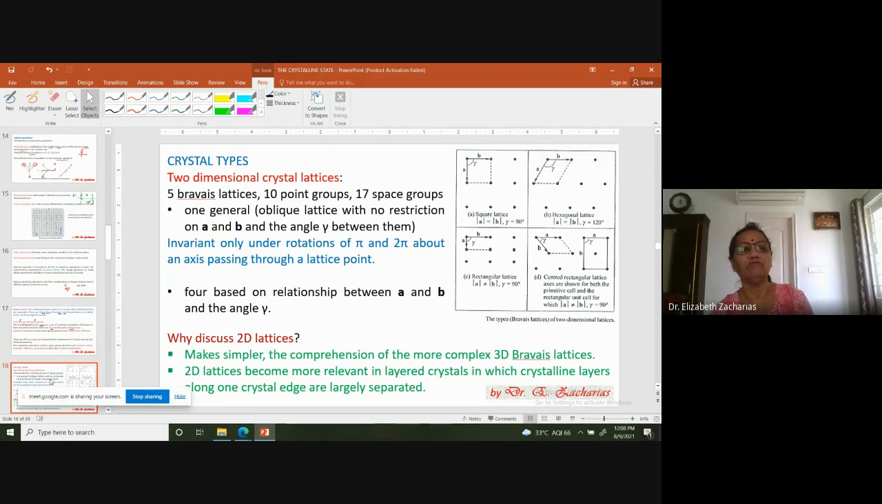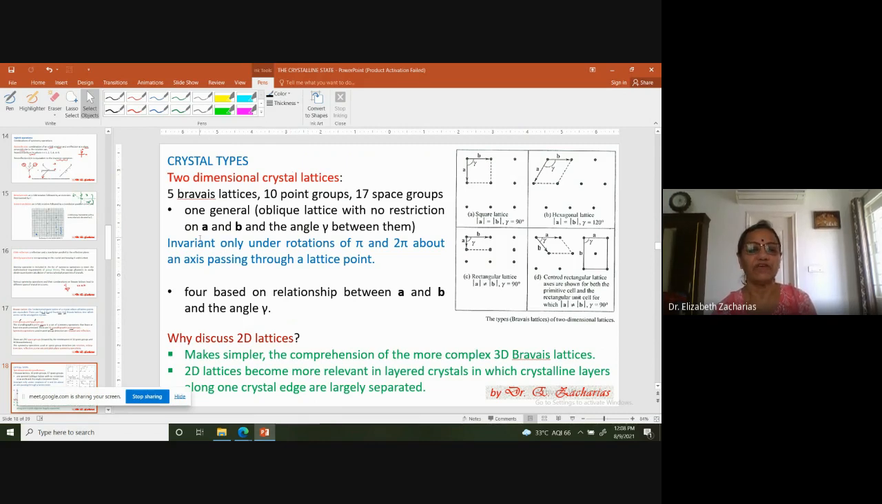Now let's talk of crystal types. First let us talk of 2D crystal types. Why discuss 2D crystal lattices that I already discussed? I'm not going to touch that. You will find it in green letters at the bottom of the page. So first of all, let's start off with two-dimensional crystal lattices. There are 5 Bravais lattices that I told you about.